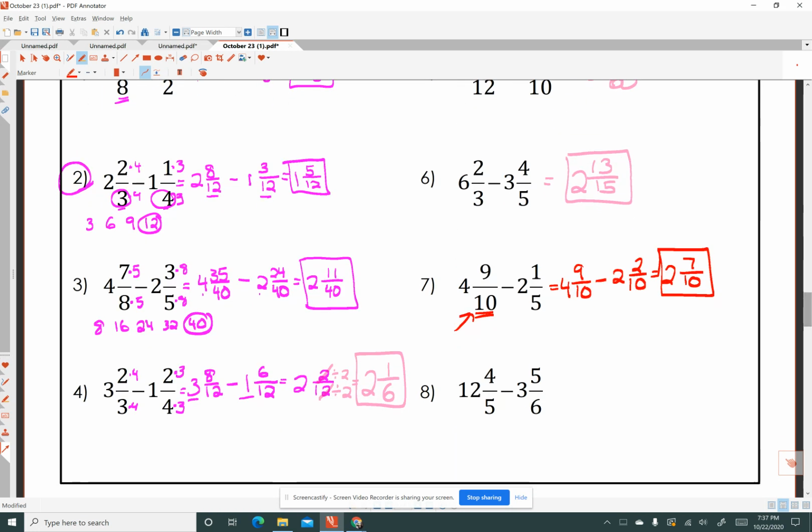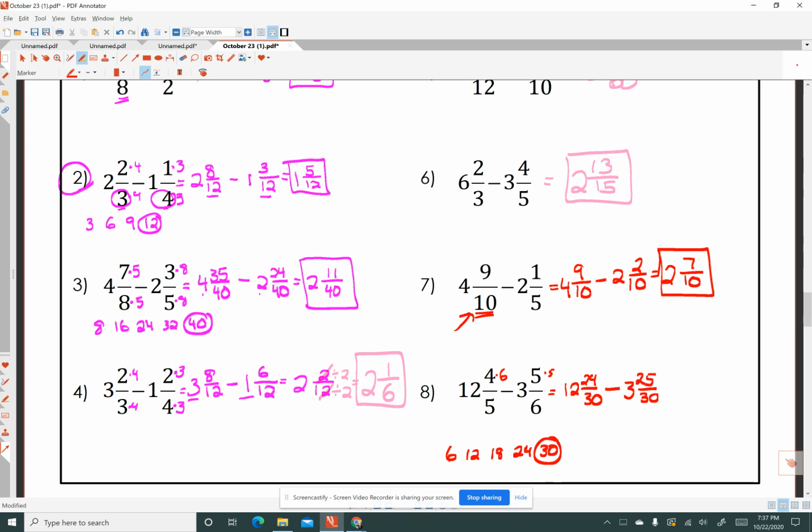The last problem on this page. Let's see, multiples of 6 are 6, 12, 18, 24, 30, and that is also a multiple of 5. So we can go with 30 as our new denominator. So 12, and how many 30ths? 5 times 6 is 30, 4 times 6 is 24. Minus 3, and again, how many 30ths? 6 times 5 is 30, 5 times 5 is 25.